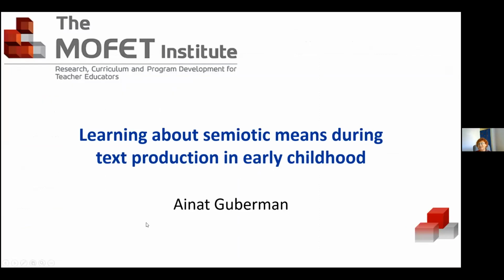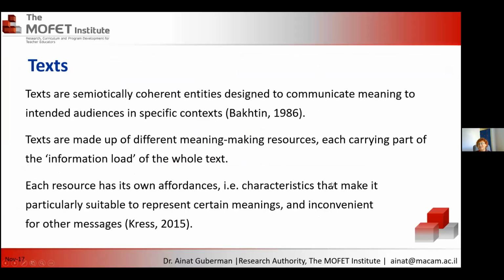Okay, so I really take you to the beginning, to early childhood education and about the ability to produce meaningful texts. So texts are semiotically coherent entities designed to communicate meaning to an intended audience. And texts are made up of different meaning-making resources, mainly written language and graphic images. Each resource has its own affordances, that are the characteristics that make it particularly suitable to represent certain types of meanings and inconvenient for other types of meanings.